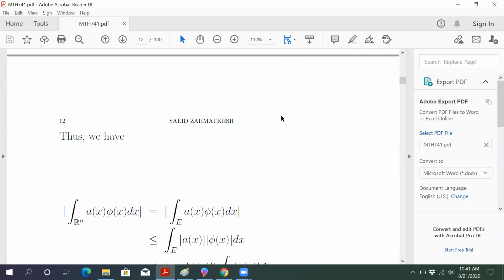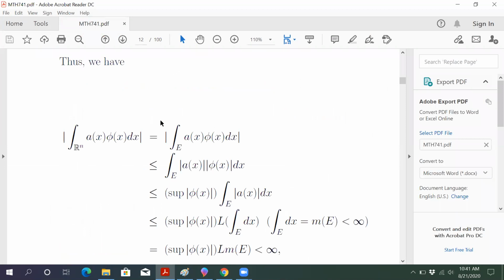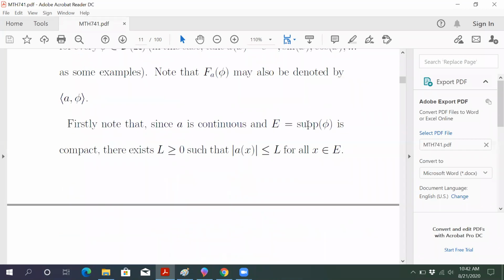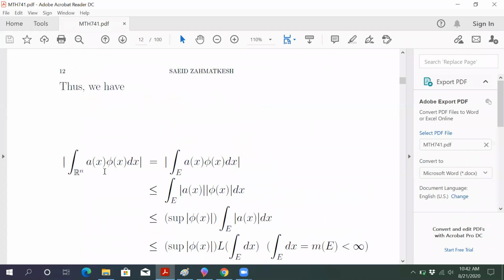Next. Therefore, look at here. Thus, we have the absolute value of the integral of A phi on Rn equals the absolute value of the integral on E. Here, the integral from Rn reduces to the integral on E. Why is it like that? What's the reason here? E is the support of phi, right? Outside E, phi vanishes, phi is 0. So this integral reduces to the integral on E, correct or not? Because E is the support of phi, outside E phi is 0, so only the integral over E is left.